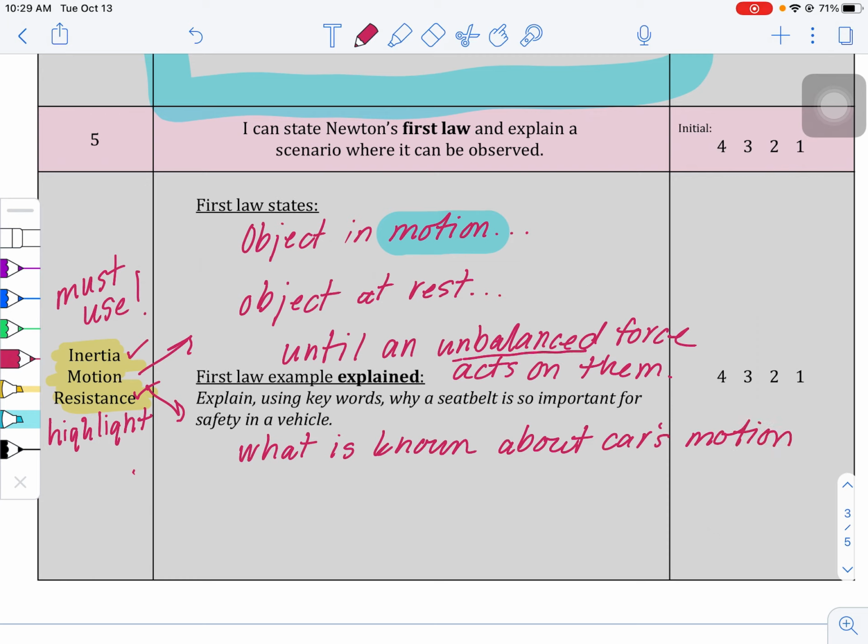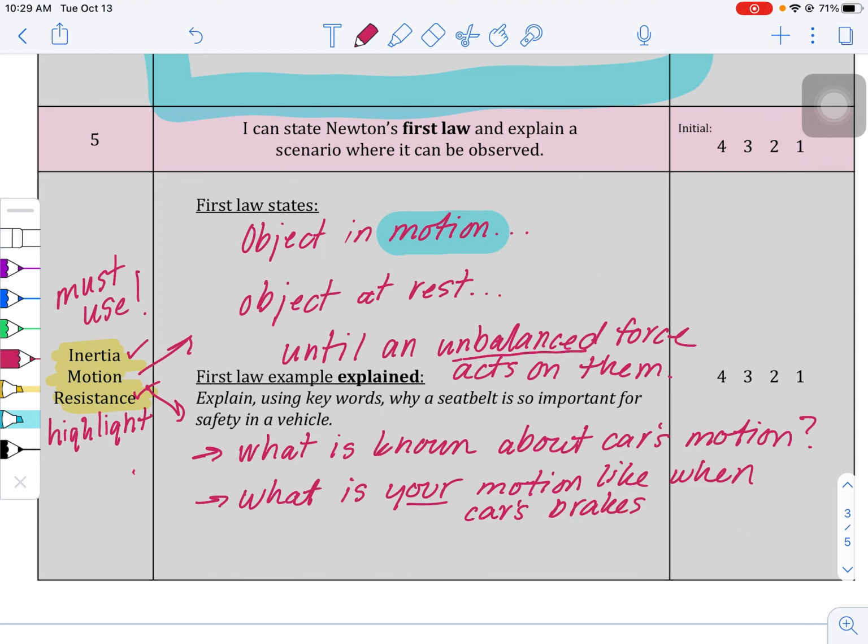So when you're driving, you want to explain the car's motion. And then we want to make sure that we can explain what your motion is like, as the passenger, when the car hits the brakes. So we're riding along. The driver hits the brakes. What happens to you as the passenger? And then finally, what is the job of the seatbelt?